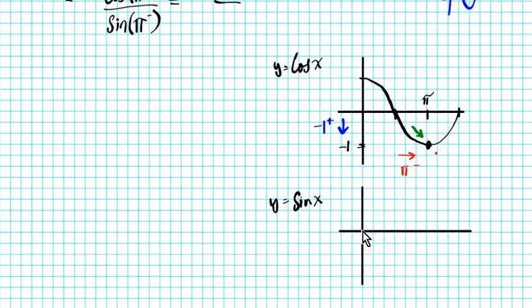Alright, so your sine graphs are like your s's. So that's just a portion of the sine graph. The sine wave oscillates between 1 and negative 1, just like your cosine graph. So that's 1, and that's negative 1. And this is pi right here.